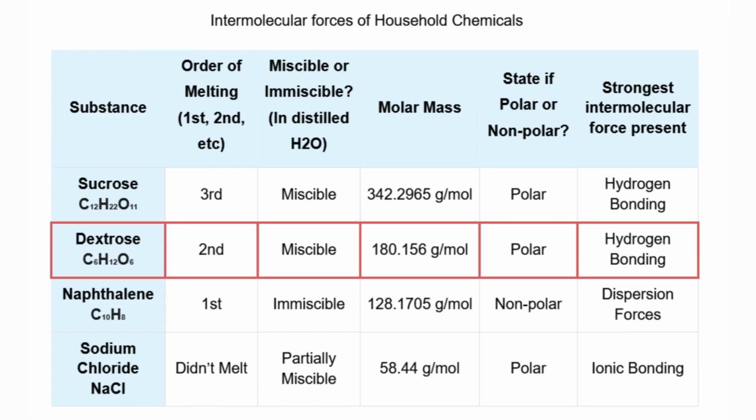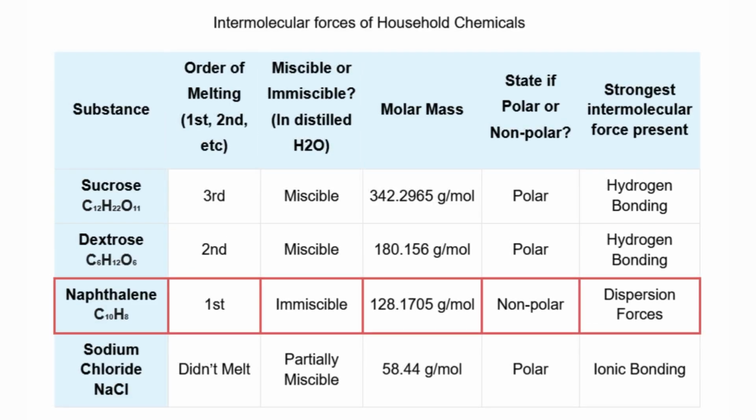Similar to the sucrose, dextrose was the second to melt out of the four chemicals, but that was after 4 minutes had passed since the hot plate being turned on. It was also miscible in the distilled H2O, and like I mentioned earlier, since like dissolves like, and we know that H2O is a polar substance, that makes dextrose polar. And once again, because sucrose and dextrose are so similar chemically, they both have hydrogen bonding as the strongest intermolecular force present.